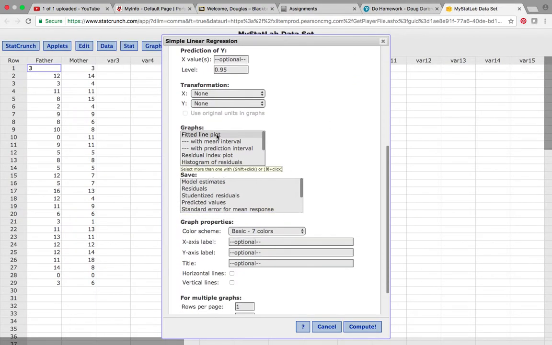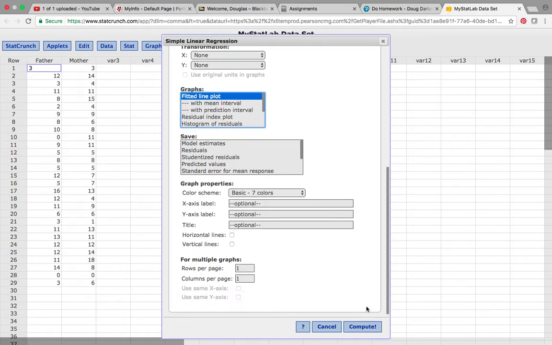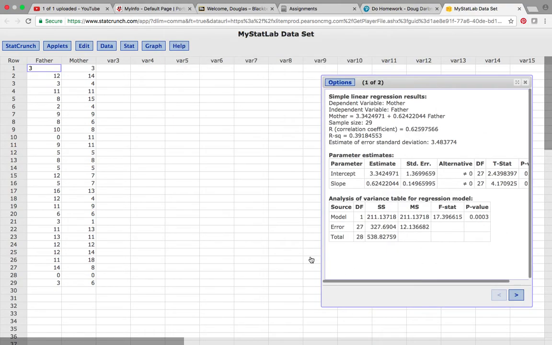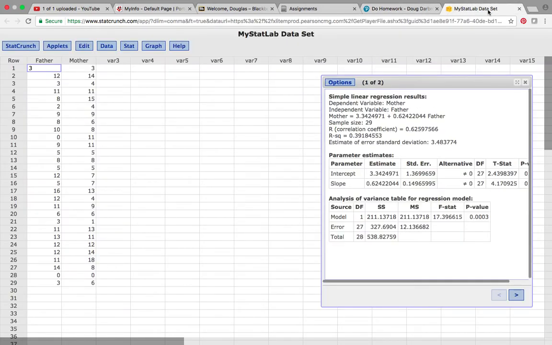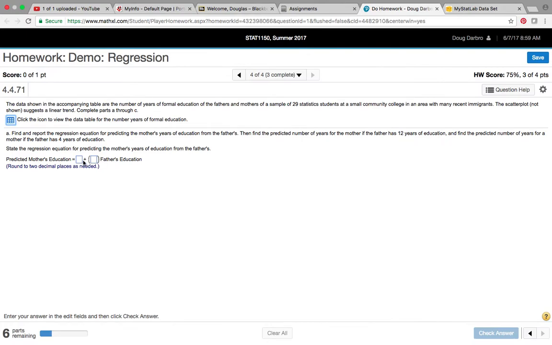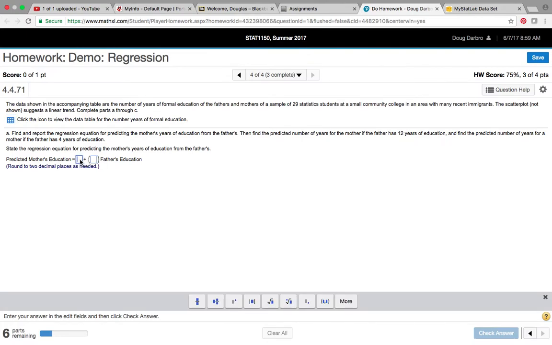Let's go on down. Let's do the fitted line plot, and really from now on, let's just take this. So we want to go to 2 decimal places. So I'm going to have 3.34 plus 0.62 times the father's education level. So 3.34 and 0.62.